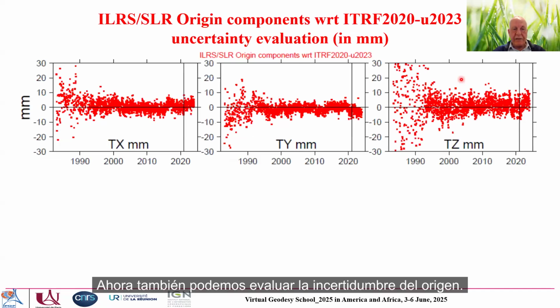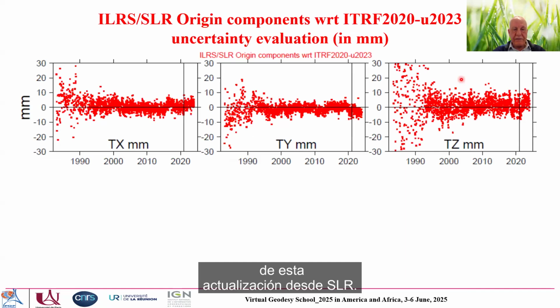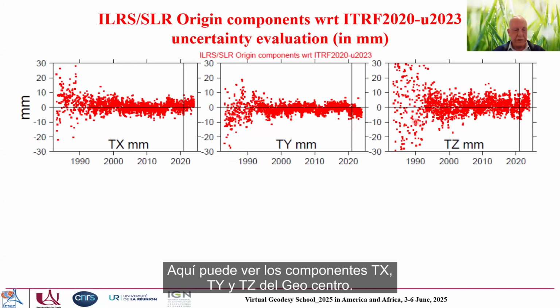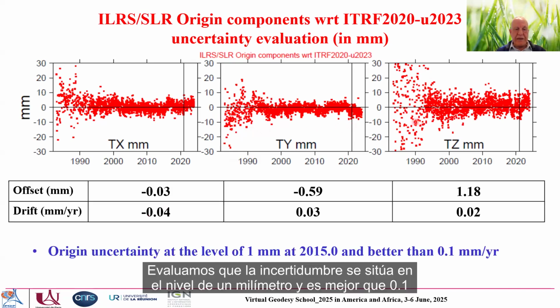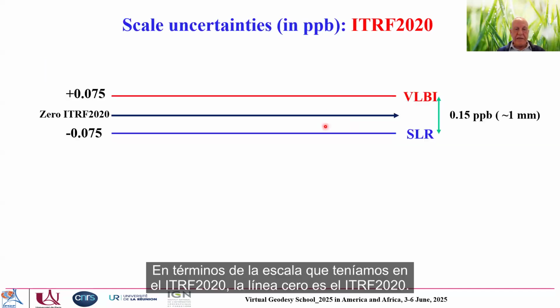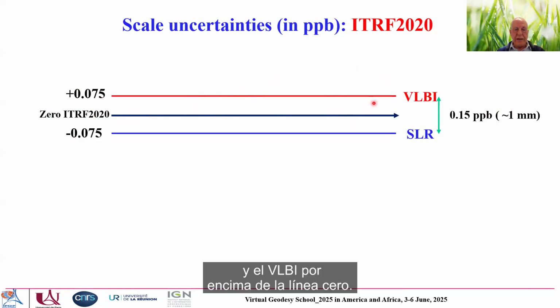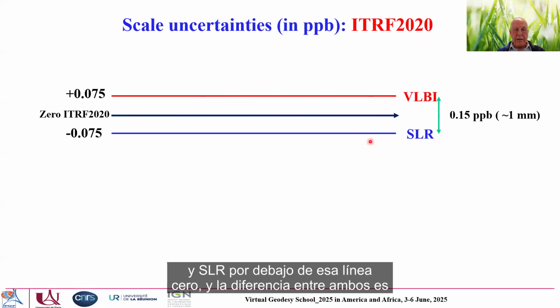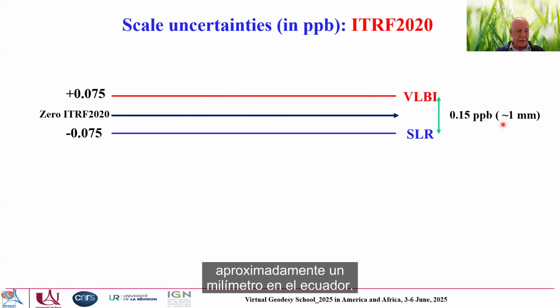Now we can also evaluate the origin uncertainty of this update from SLR, and you see here the TX, TY, TZ components of the geocenter. We evaluate the uncertainty to be at the level of 1 millimeter and better than 0.1 millimeter per year. In terms of the scale, that is what we had in the ITRF 2020. The zero line is ITRF 2020, with the VLBI over that zero line and the SLR below that zero line, and the offset between the two is about 1 millimeter at the equator.